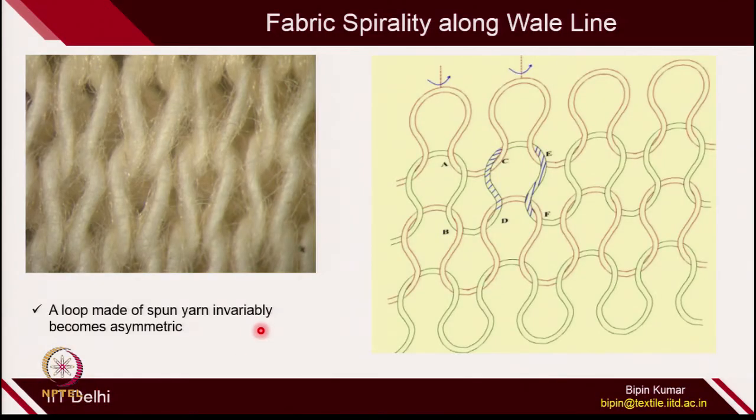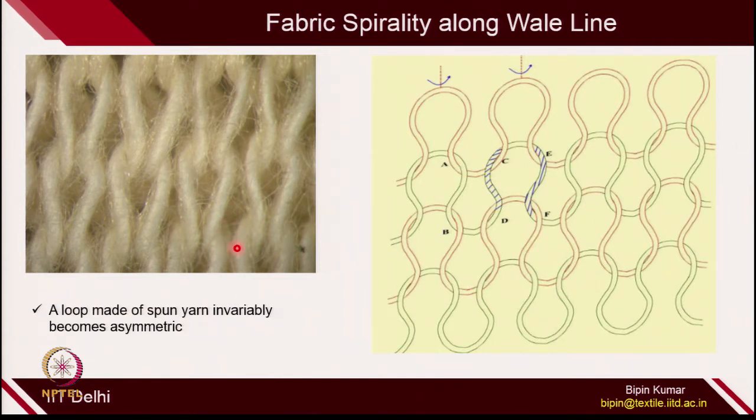Spirality is a big problem in single jersey fabrics, where the loops do not stay symmetric in the fabric structure. What I mean by symmetric is that when you make the fabric, take it out from the machine and put it in a relaxed state, you will realize these loops do not remain in a perfectly symmetric form. You can see these loops are bent. So, the whole courses or the wales, you can see the fabric has spiraled.